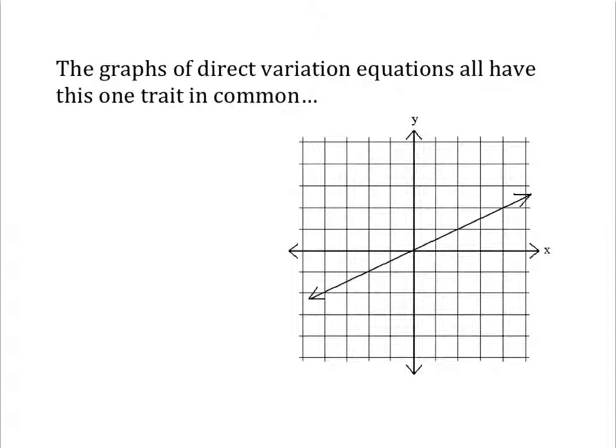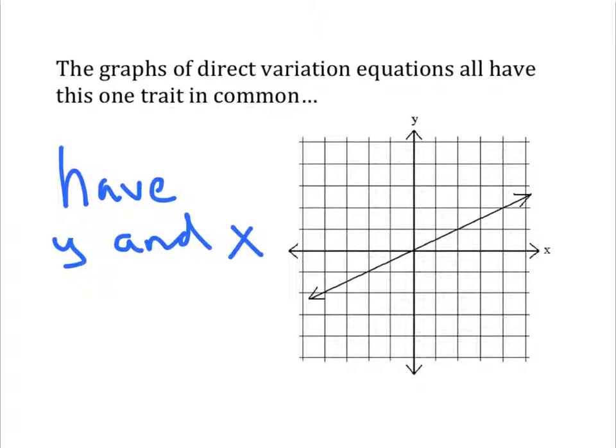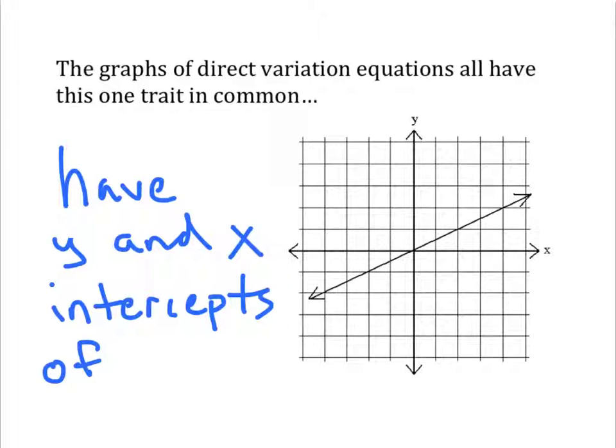The graphs of direct variation equations all have this one trait in common. So looking at this graph, we know all direct variation equations have y and x intercepts of 0. So that means that all direct variations pass through the point (0, 0).